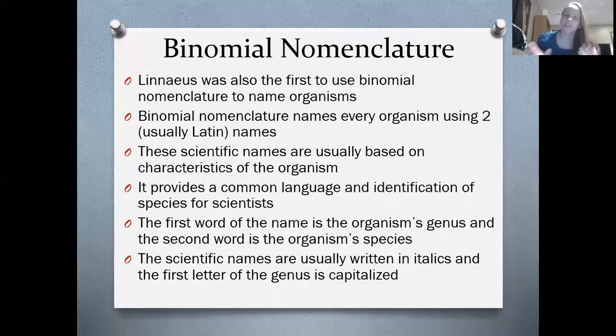Okay, Linnaeus also came up with something called binomial nomenclature, which is the way that we name different organisms. Binomial nomenclature essentially gives most species 2 different names. They're often Latin, or they definitely used to always be Latin.